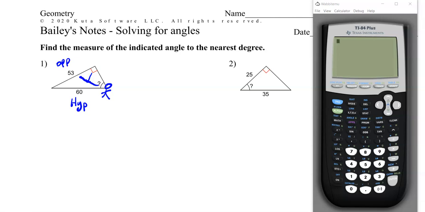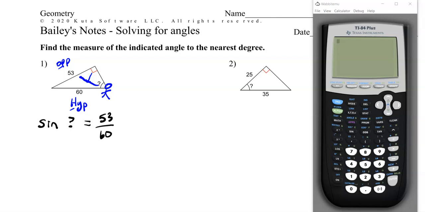So now we need to choose the right ratio. And we're going to use SOHCAHTOA for that. And so since this one is opposite and hypotenuse, that's the sine. So the sine of I don't know is equal to opposite over hypotenuse. And now it's pretty easy.